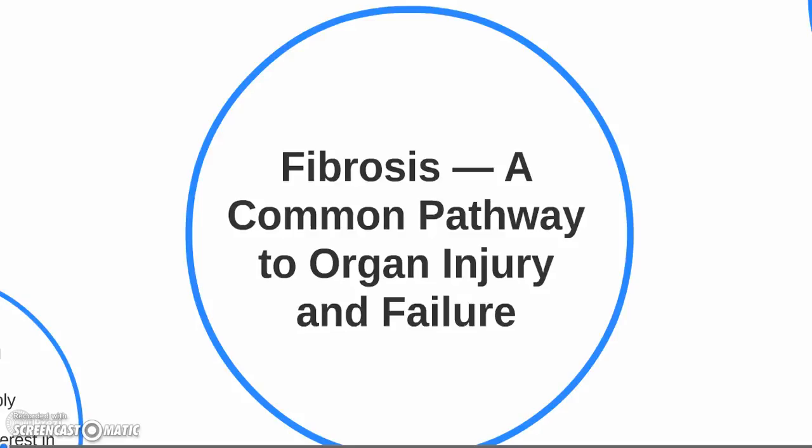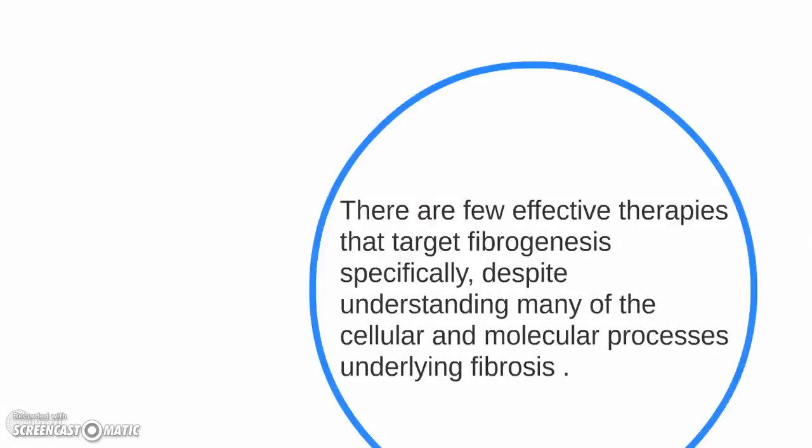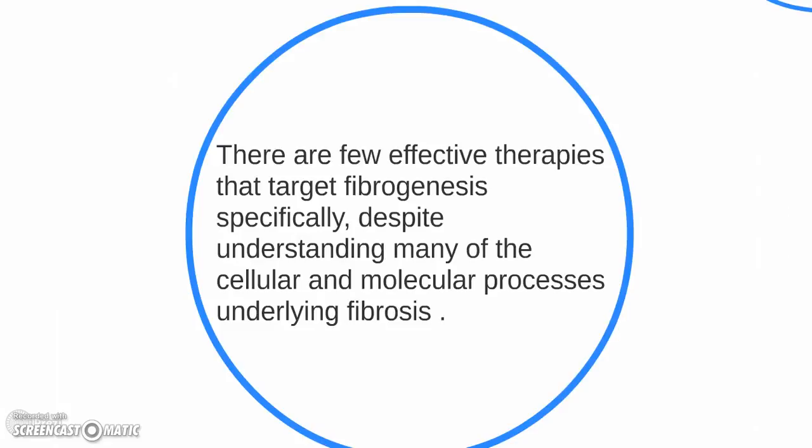Fibrosis, a common pathway to organ injury and failure. Definition: fibrosis is the formation of excess fibrous connective tissue in an organ or tissue in a reparative or reactive process. There are few effective therapies that target fibrogenesis specifically, despite understanding many of the cellular and molecular processes underlying fibrosis.